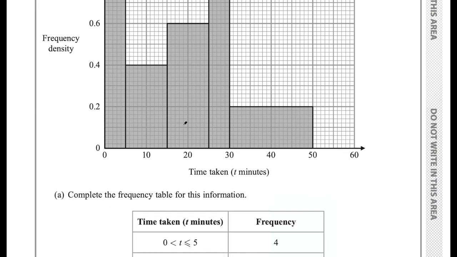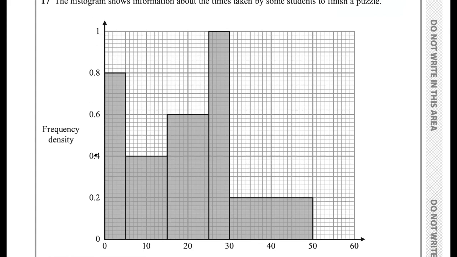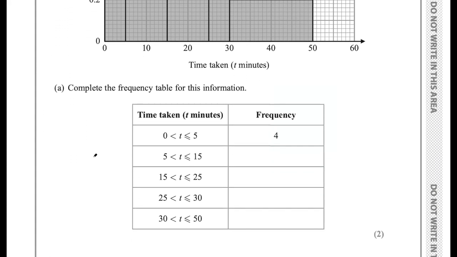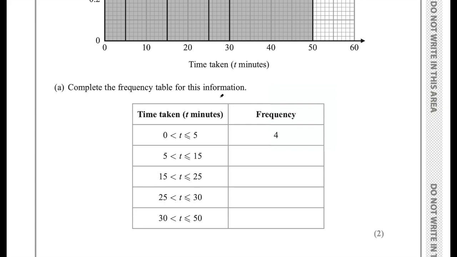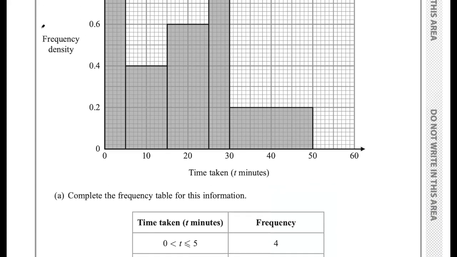Okay, so that was question 16 for a total of 5 marks. Question 17 says the histogram shows information about the times taken by some students to finish a puzzle. Okay, so here's the time taken, and this is the frequency density, as always on a histogram. Part A says complete the frequency table for this information. The first one is done for us, so the time taken between 0 and 5 minutes, we had 4 people in there.